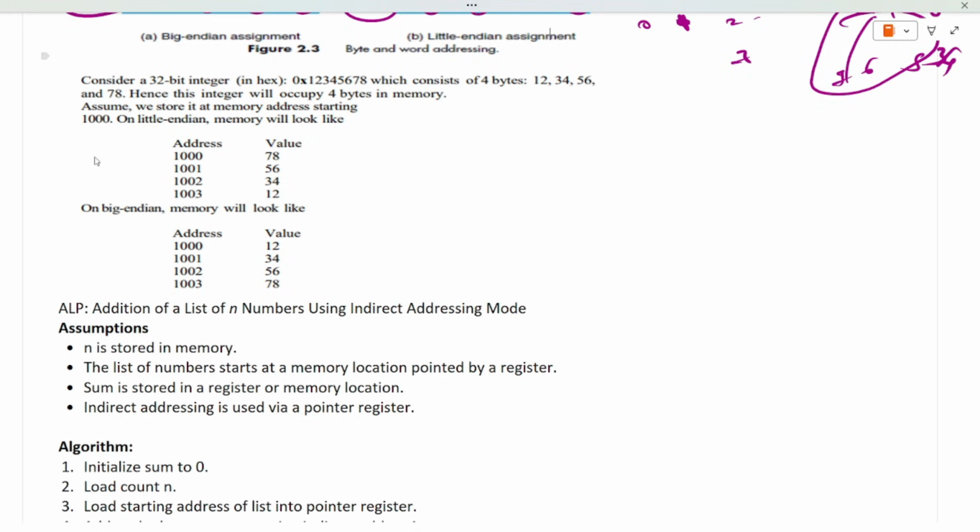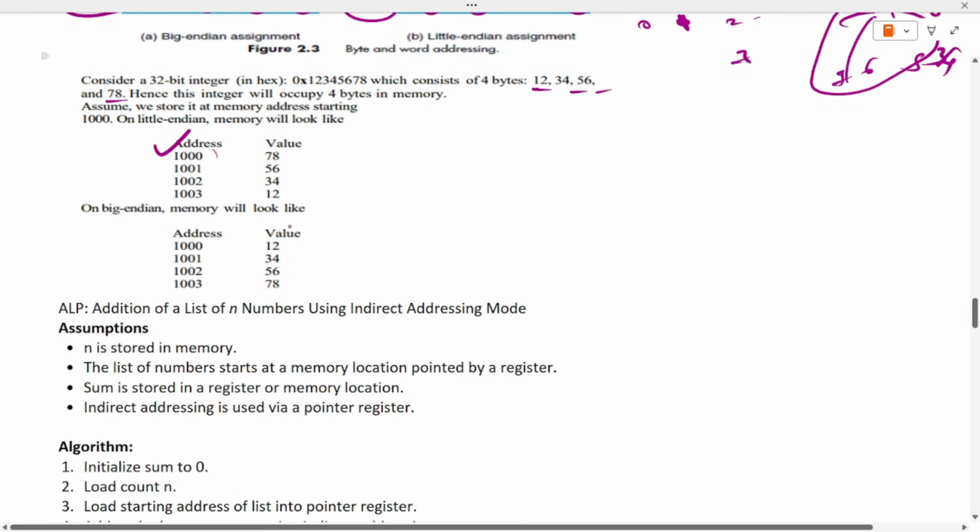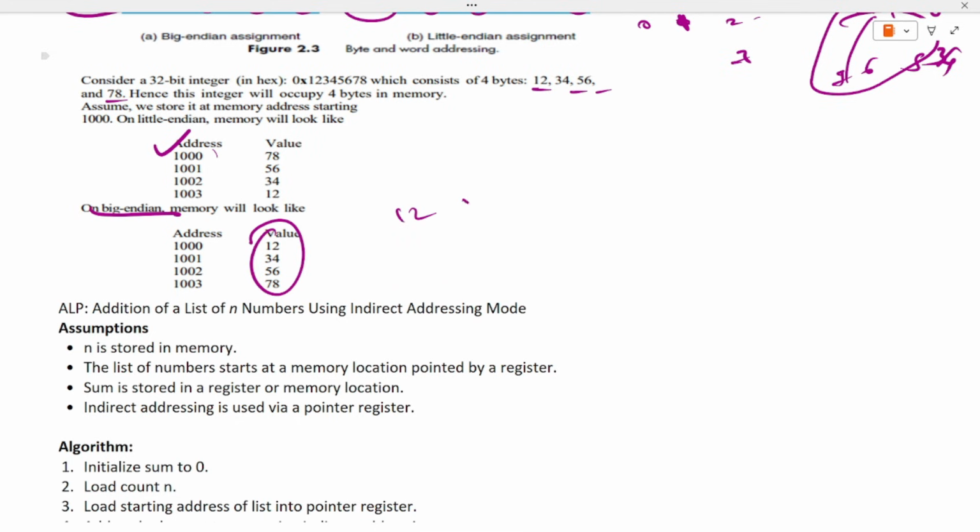Now next, let's see about the consider a 32-bit integer they have given, that is the data type is integer, having a hexadecimal value of 4 bytes, that is 12, 34, 56 and 78. The address you will get is 1000, that is the byte address, and the values are 78, 56, 34 and 12, written in the normal way. You can reciprocal that and you will get this Big Endian. See, this is Big Endian, that is written in the normal way, how they have given.